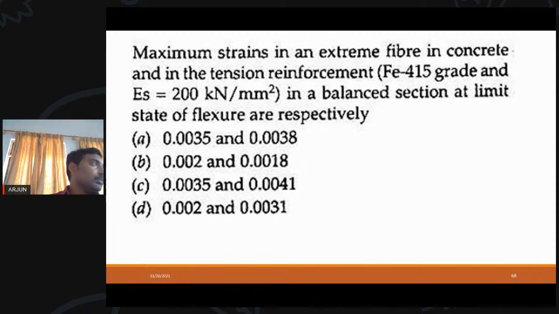Okay, so moving on to the next problem. The maximum strain in an extreme fiber in the concrete and in the tension reinforcement of Fe415 grade, and Es is equal to 200 kilonewton per mm square, in a balanced section at limit state of flexure, are respectively dash.